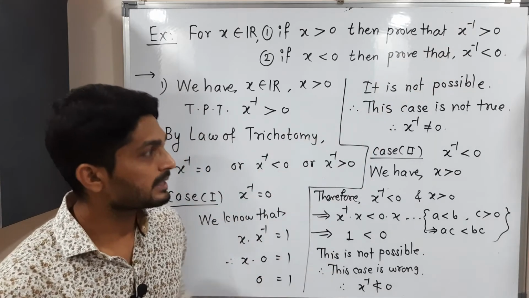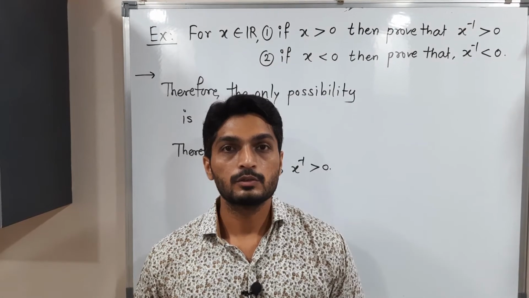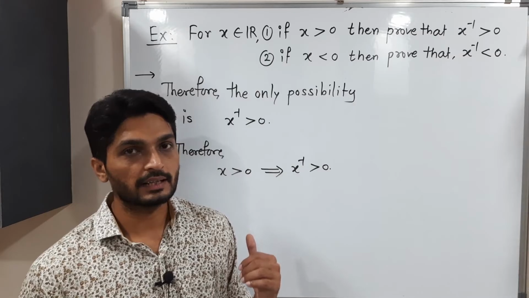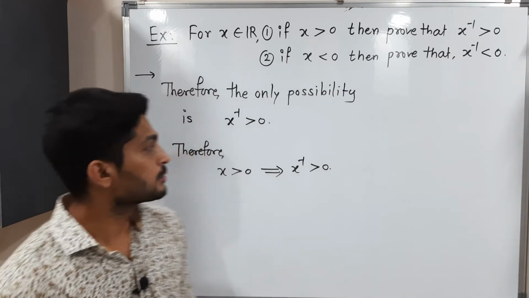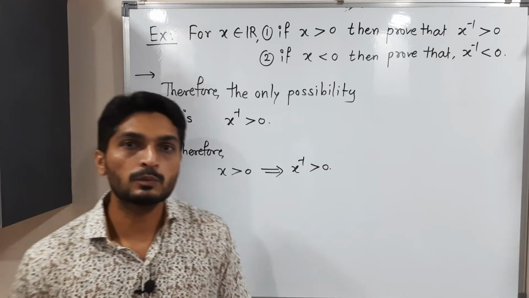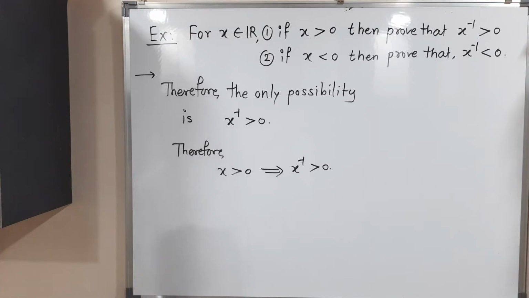Okay. So you can make a screenshot of it. I will write that thing on the board. So therefore the only last possibility is x inverse is greater than 0. So what is our conclusion? If x is positive, its inverse is also positive. You can make a screenshot of it. After that, we will go for the second sub-question.